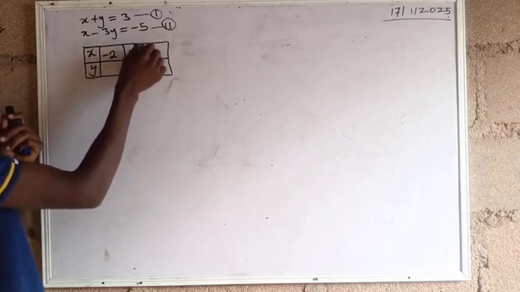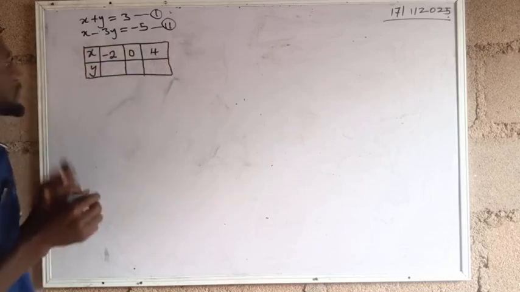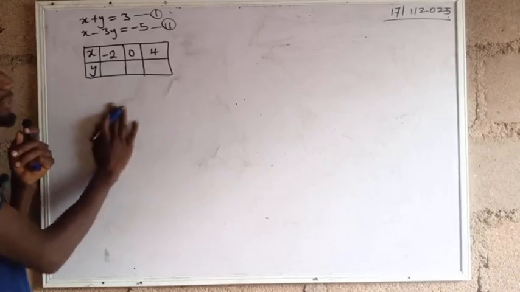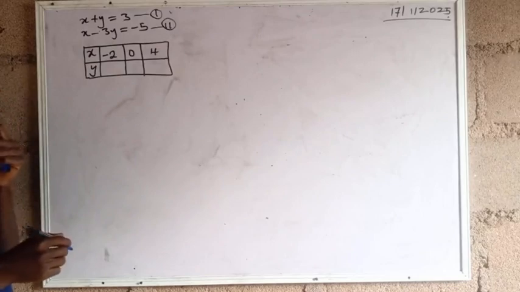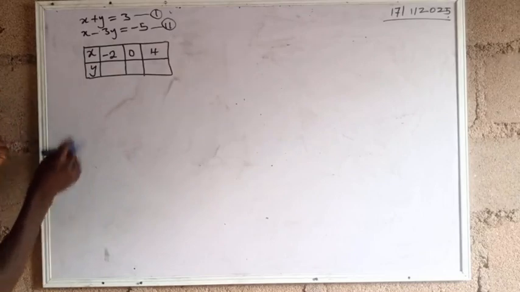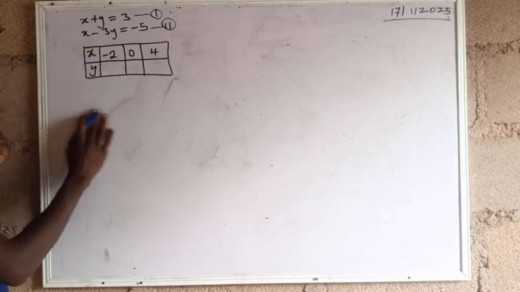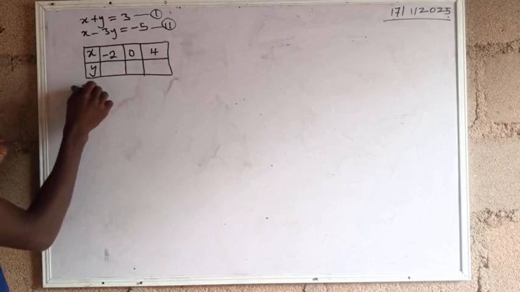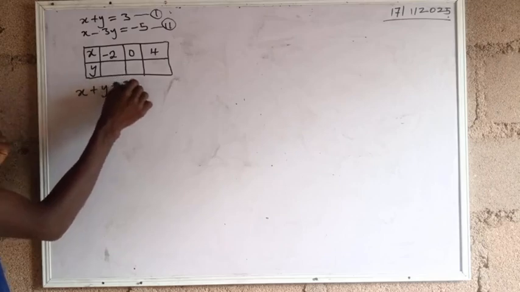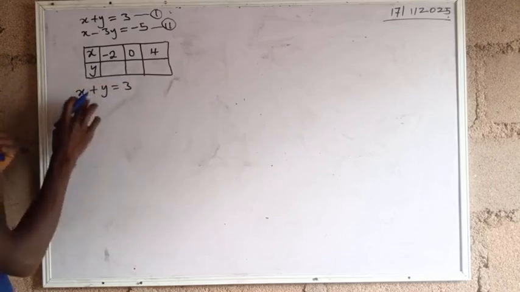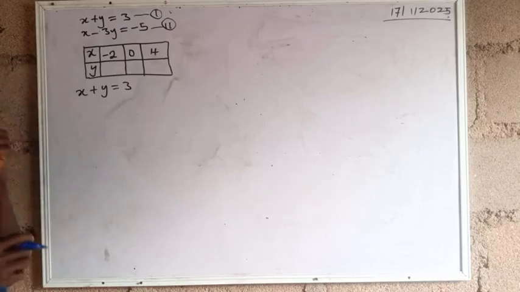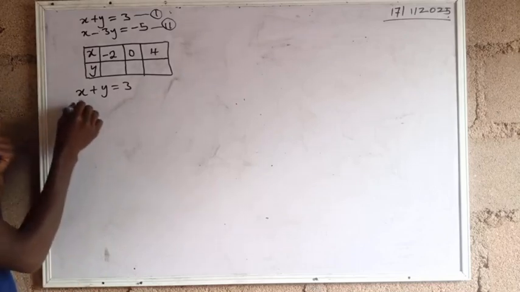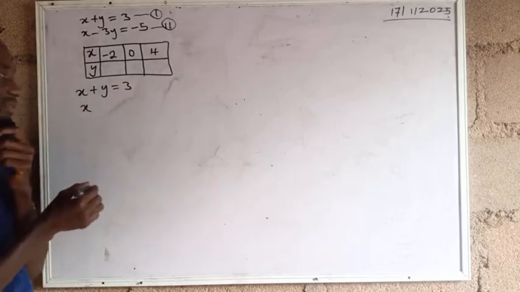0, then 4. Since the size of our graph is -2, 0, and 4, the next thing to do is to find the value of y. In equation 1, we take x plus y is equal to 3, and we are going to substitute the values of x that we decided as the size of our graph.